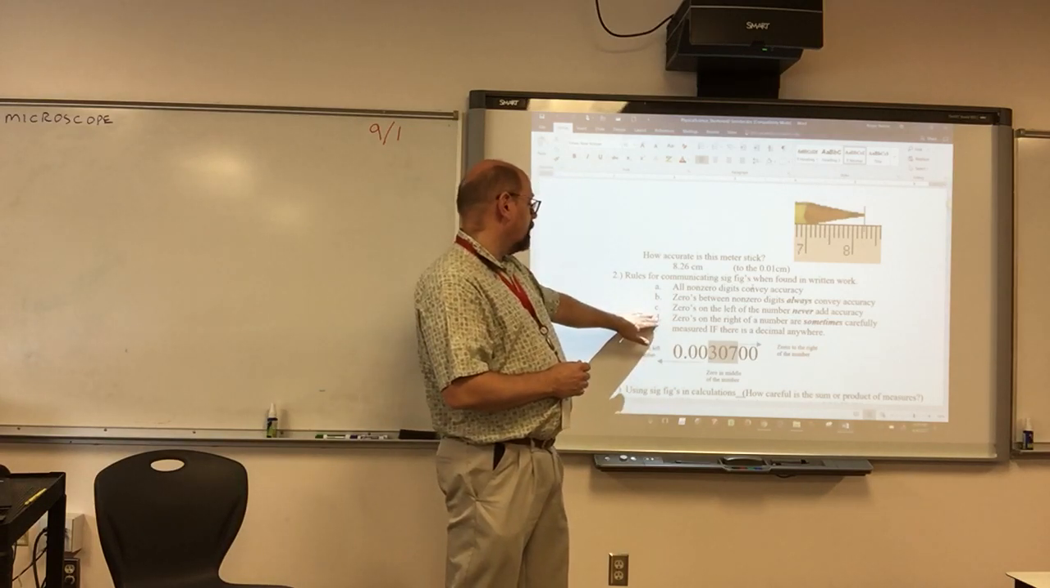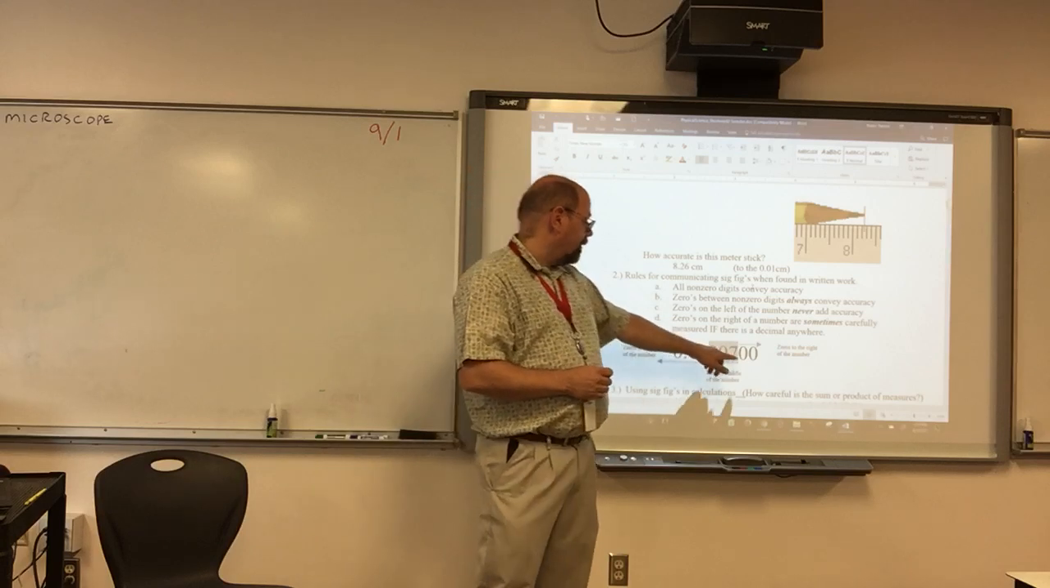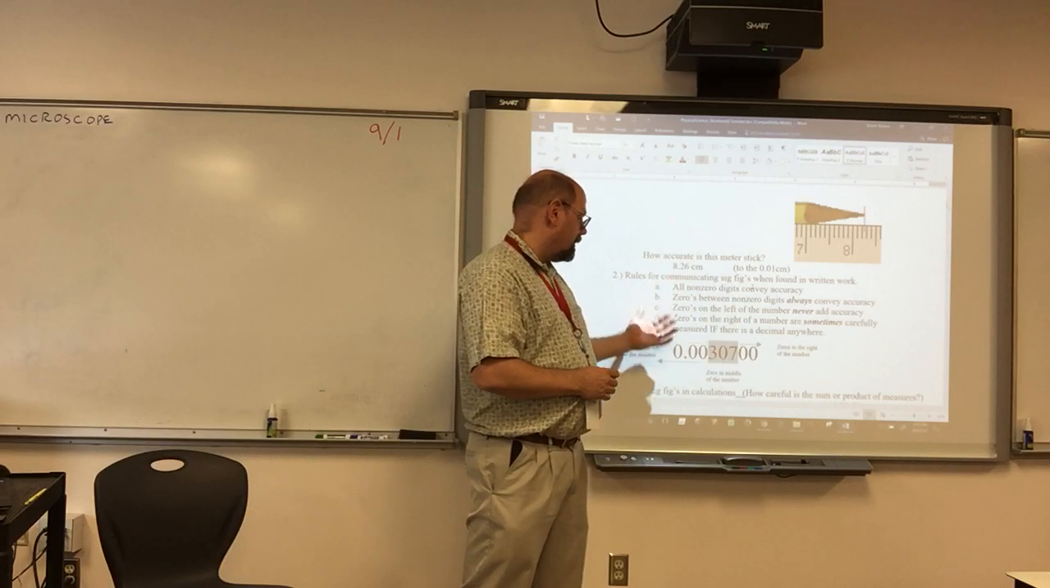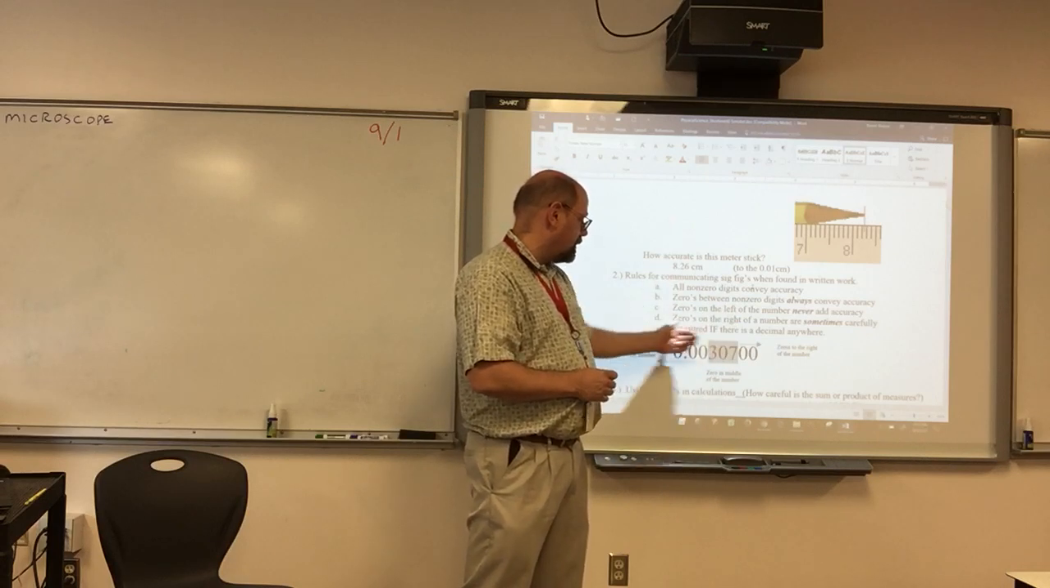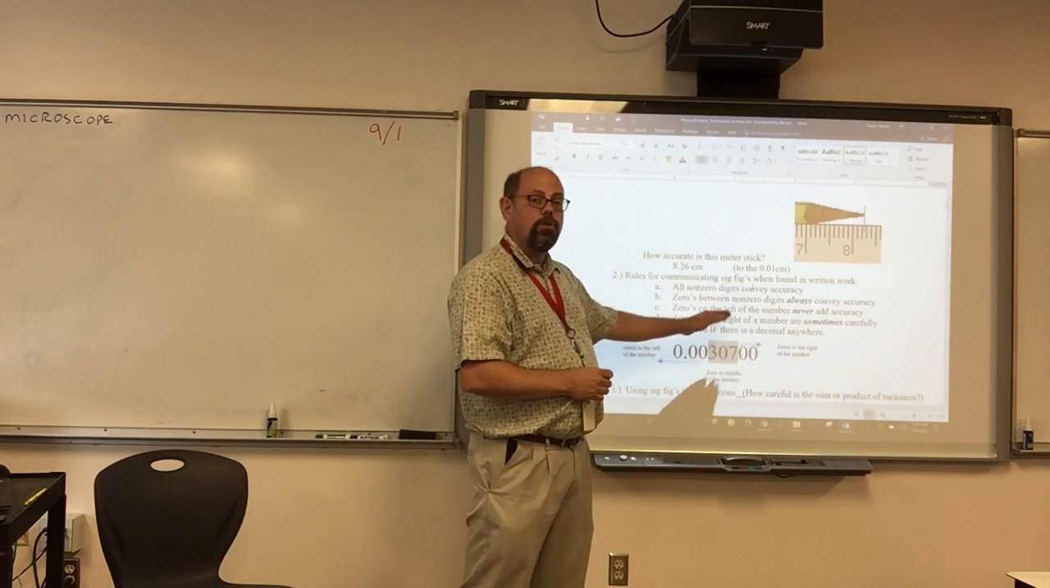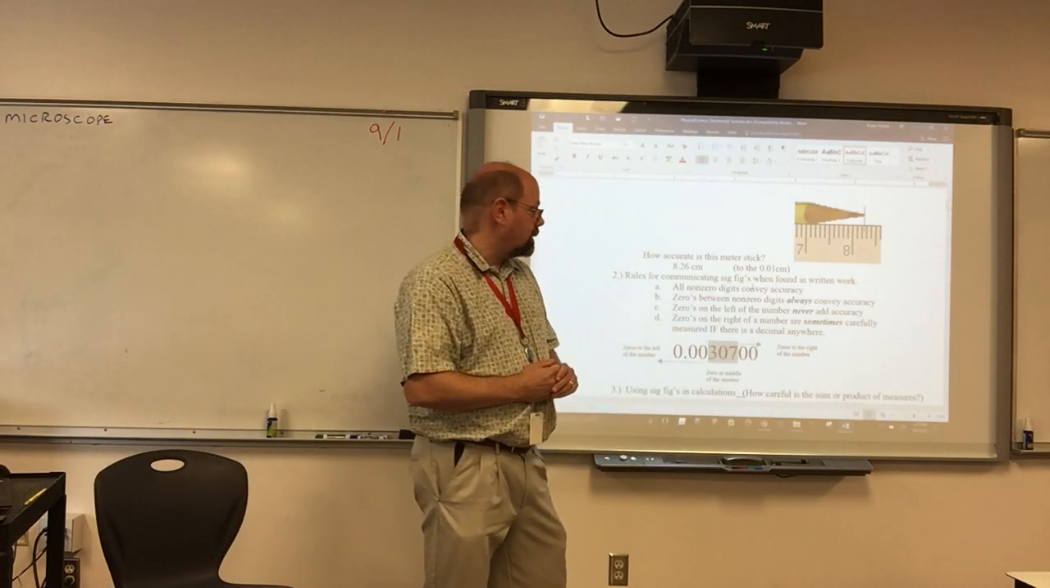And last, if zeros on the right of a number are there, here are the trailing zeros. Don't worry about where the decimal is, or whether the zeros are to the right or left of the decimal. Here are the zeros to the right of the number, and there's a decimal, so you have to count those as part of the careful digits.